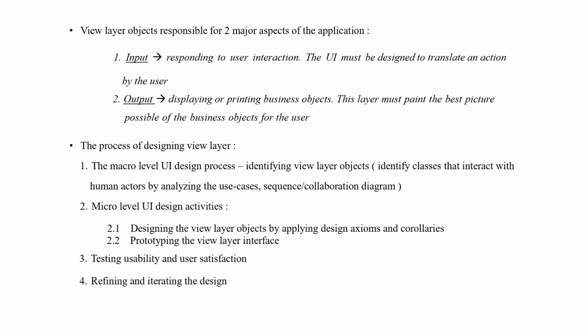In the macro level user interface design process, we identify view layer objects that interact with the human actor by analyzing the use case, sequence, or collaboration diagram. In the micro level user interface design activity, we apply the axioms and corollaries and prototype the view layer interface. Third is testing usability and user satisfaction, and fourth is refining and iterating the design.